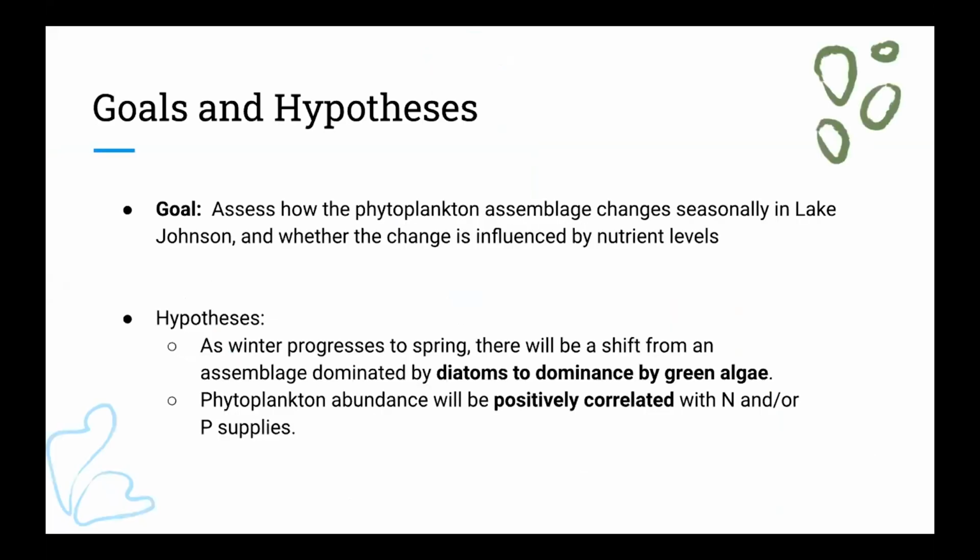So my goal for this project was to assess how the phytoplankton assemblage changes seasonally in Lake Johnson and whether that change is influenced by nutrient levels. My hypotheses were that as winter progresses to spring, there will be a shift from an assemblage dominated by diatoms to dominance by green algae, and also that phytoplankton abundance would be positively correlated with nitrogen and phosphorus supplies.